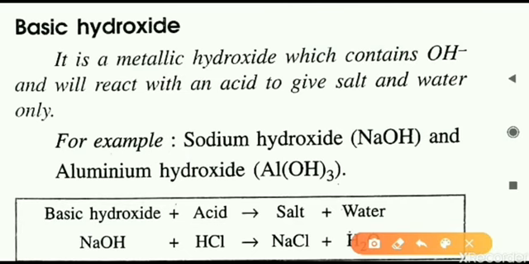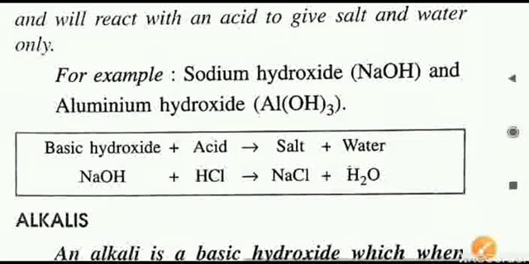But the reaction should not produce anything extra. Take note, only salt and water are produced in this reaction, and if anything else is produced, then that metal hydroxide is not a basic hydroxide. Metal hydroxides can be many in number, but only those which react with acid to produce salt and water only will be called basic. Examples are NaOH and Al(OH)3, aluminium hydroxide. They are examples of basic hydroxides.